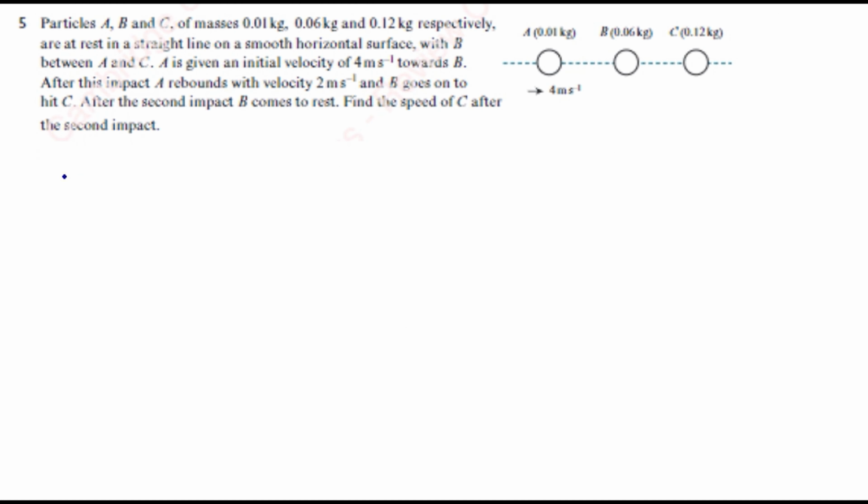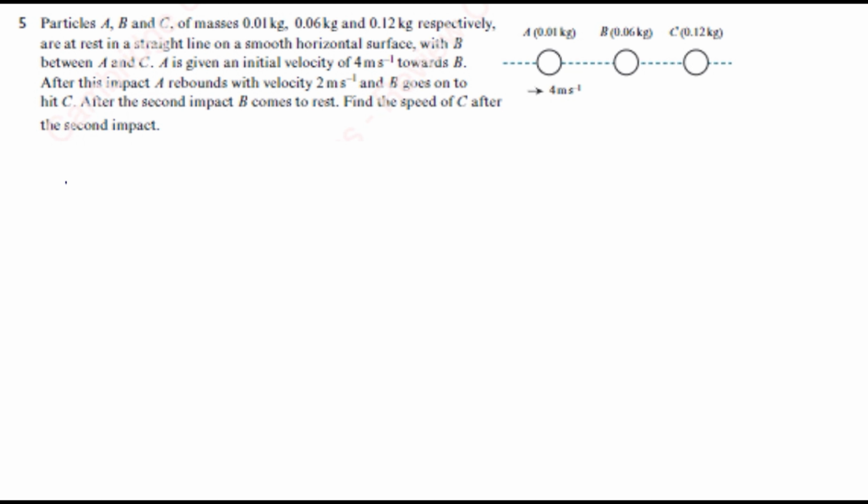Particles A, B, and C with masses 0.1 kilogram, 0.01 kilograms, 0.06 kilograms, 0.12 kilograms respectively are at rest in a straight line on a smooth horizontal surface with B between A and C. A is given an initial velocity of 4 meters per second towards B. After this impact, A rebounds with a velocity of 2 meters per second and B goes on to hit C. After the second impact, B comes to rest. Find the speed of C after the second impact.